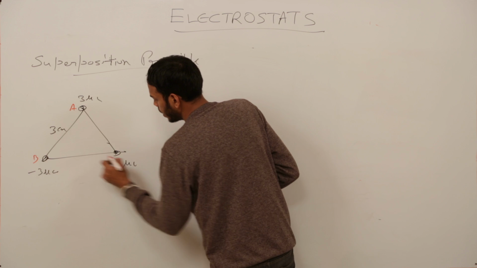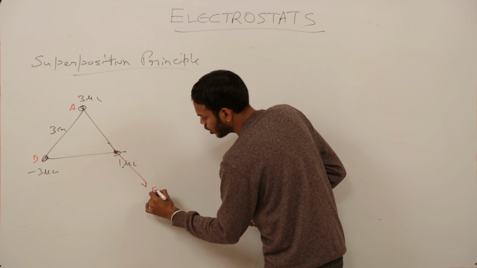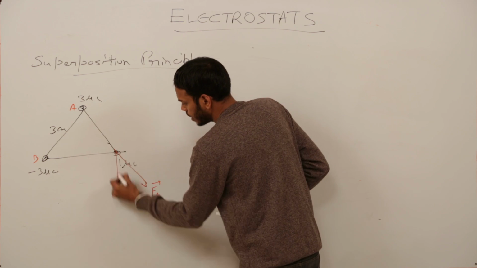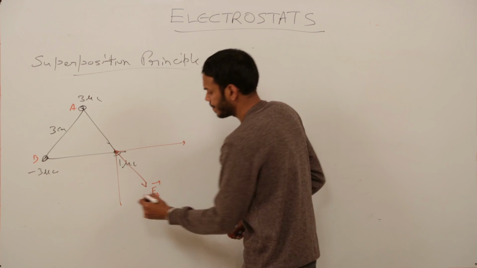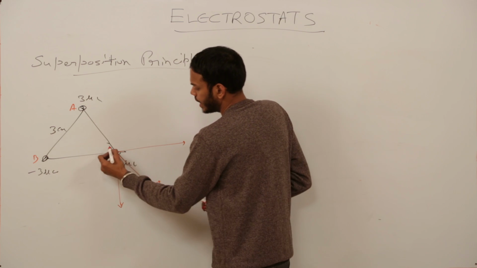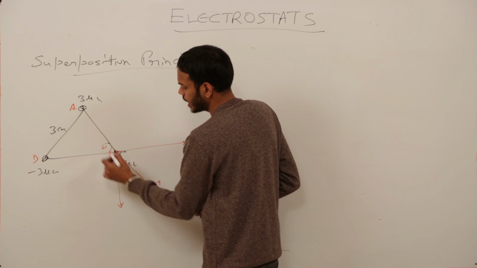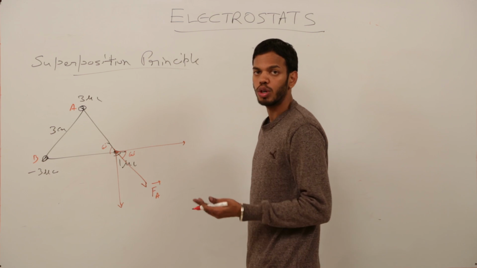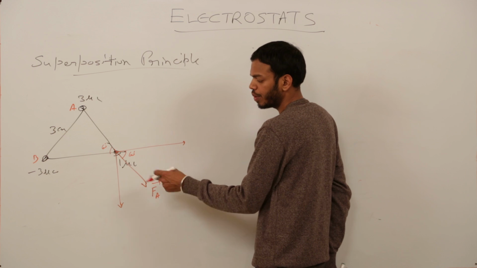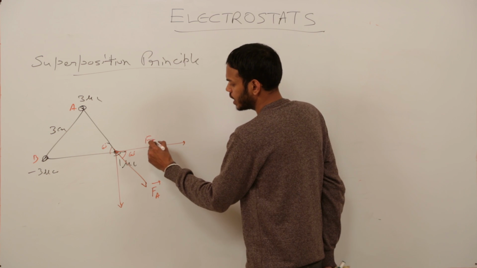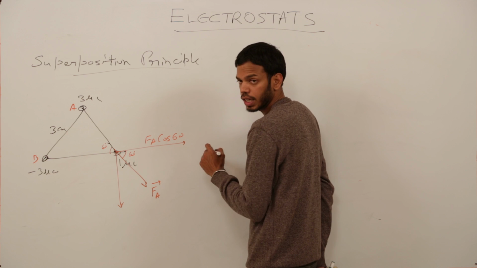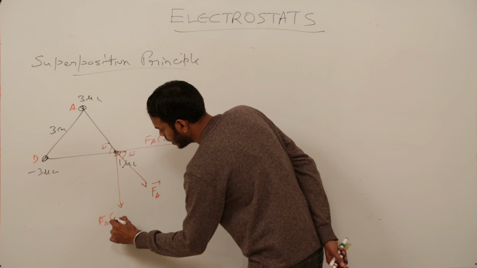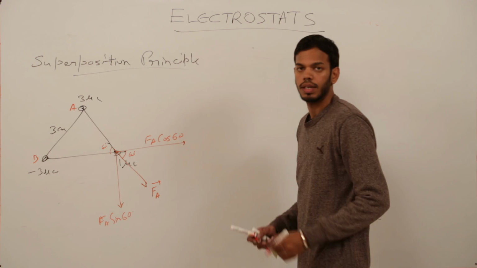A, B. This is the direction of force due to the particle at A. Take x and y axis here. This angle is 60. That means this angle would also be 60. As I just told you, where there is theta, there is cos. So which will be the cos component? This one. This is FA cos 60. This will be FA sin 60. Right?